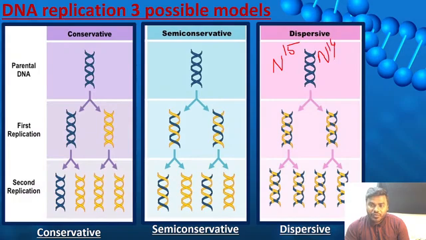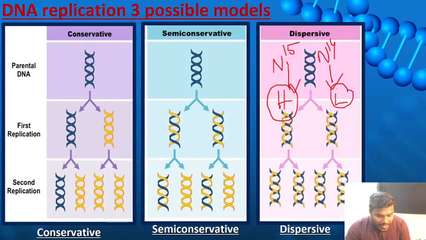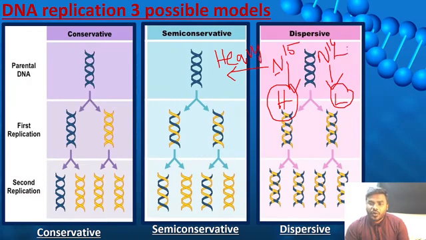the N15 and N14? Because N15 here is only representing the parent DNA, which is the heavy DNA. N14 is basically representing the light DNA. See, N15 we can call heavy nitrogen. N14, what do you call, friends? Light nitrogen.